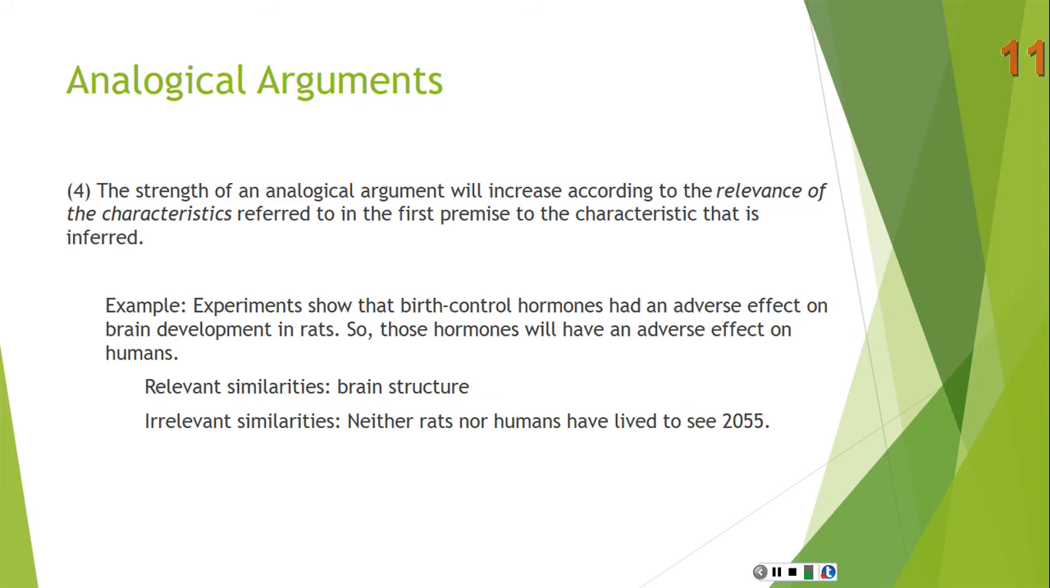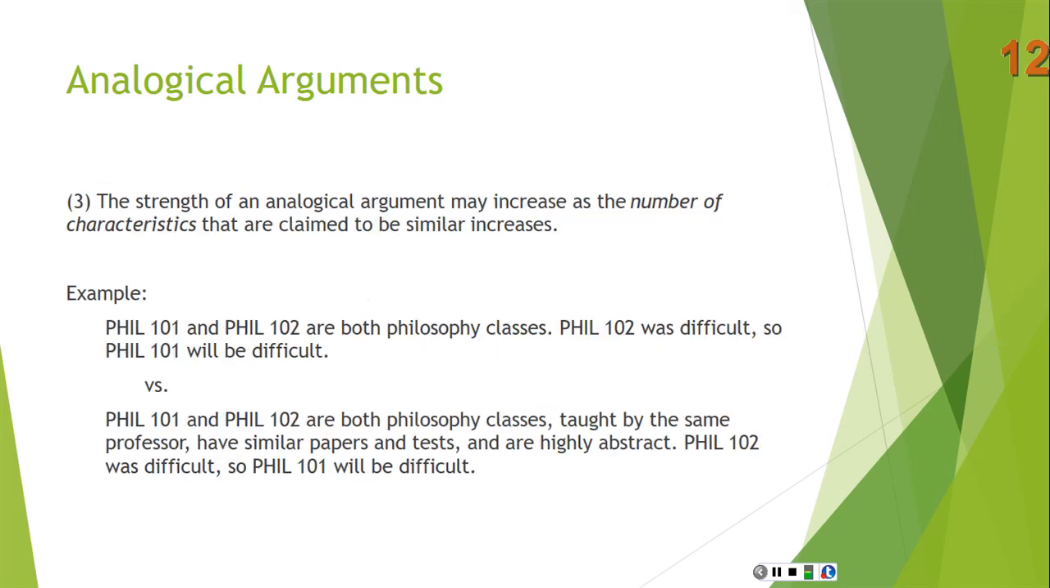But you can't just point out any similarities whatsoever, right? They need to be relevant. So the strength of an analogical argument will increase according to the relevance of the characteristics referred to in the first premise to the characteristic that is inferred. Okay, so the characteristics that are referred to in the first premise need to be relevant to the characteristic that is inferred. So let's just go back to this previous argument.